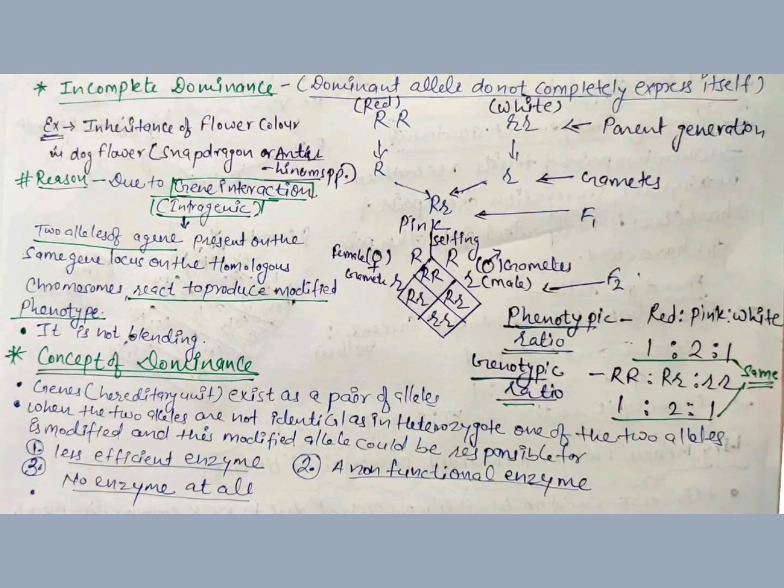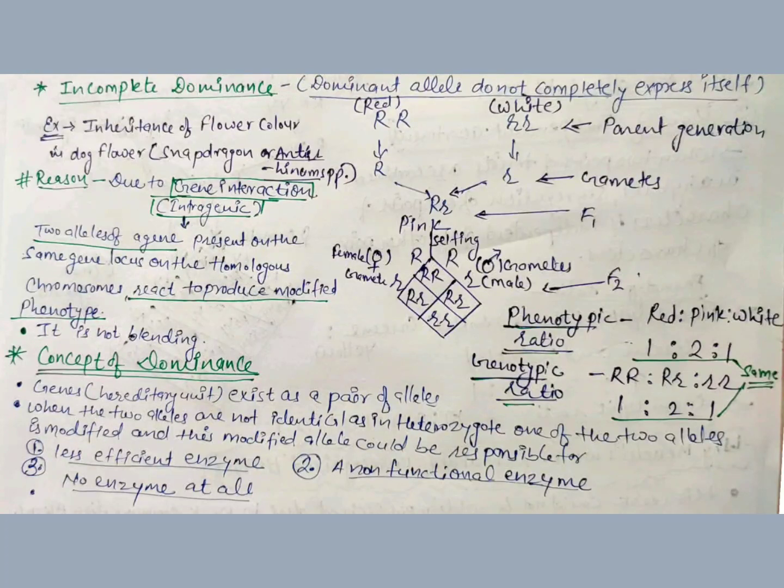It was an objection to Mendel's law of inheritance because in the F1 generation, in incomplete dominance, the dominant allele does not completely express itself. So here you can see a cross in the dog flower or snapdragon. One of the parents has a red colored flower and one of the parents has a white colored flower. And in the F1 generation, pink color appears instead of red. So here the dominant allele is not completely expressing itself.